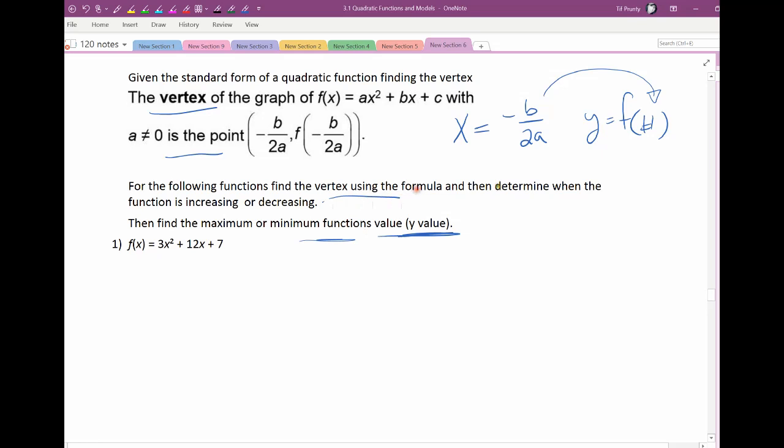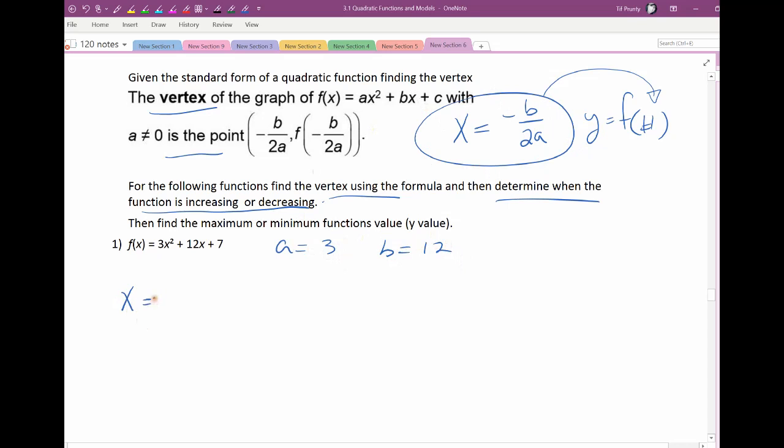So we want to find the vertex, which is important for graphing, determining when the function's increasing, and finding the maximum or minimum, depending on which graph I have. Okay, so we're given the standard form. First, recognize that the A value is 3 and the B value is 12, because that's what I need to find my vertex.